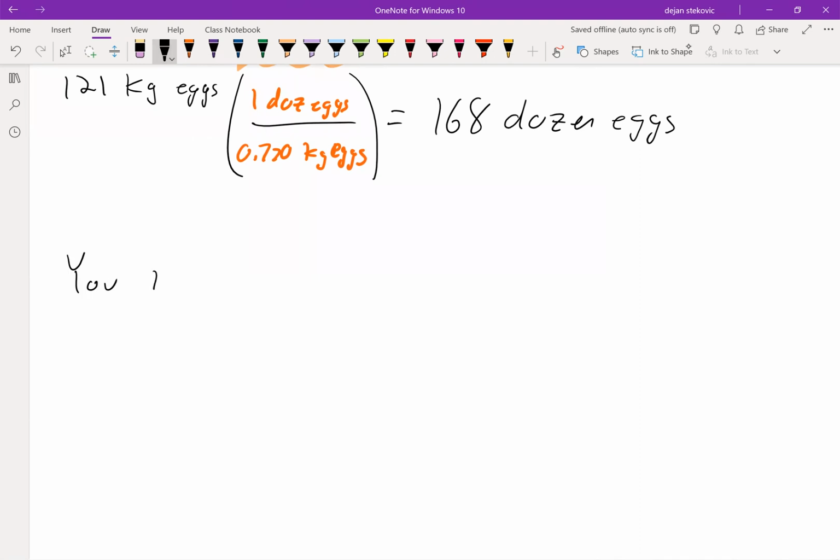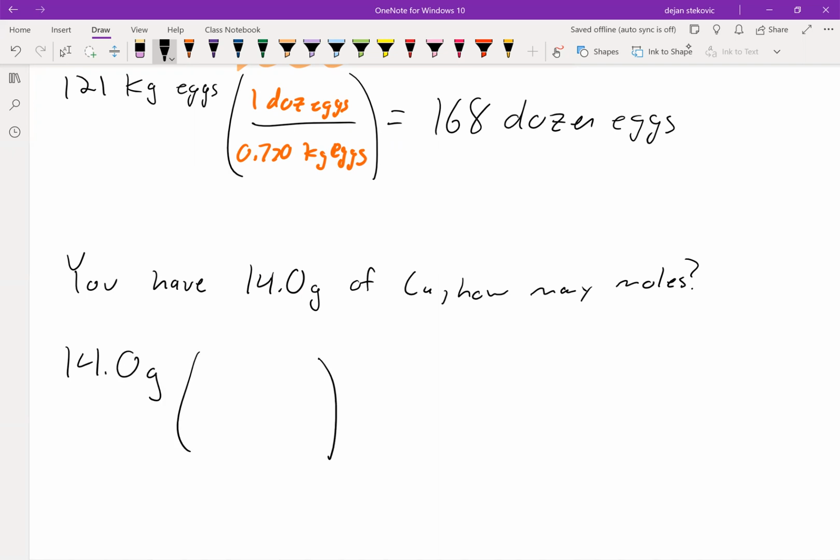You have 14.0 grams of copper. How many moles do you have? Right, and you can see that's the same as the question above where we went from kilograms to dozen. Now we're going from grams to moles. So we have 14.0 grams, and we know grams is going to go right down in that bottom area. And then we know we want moles, and so this is going to be a one-step conversion.